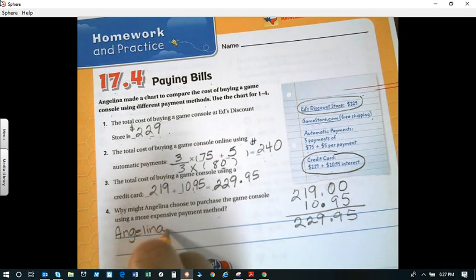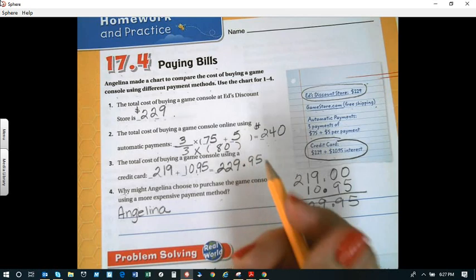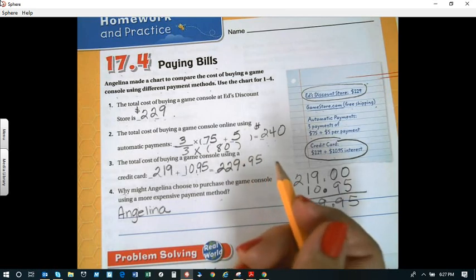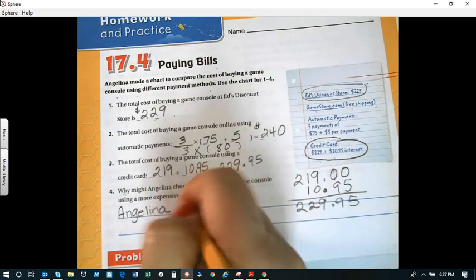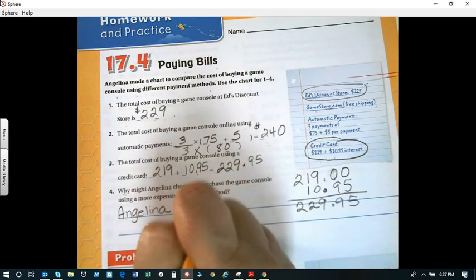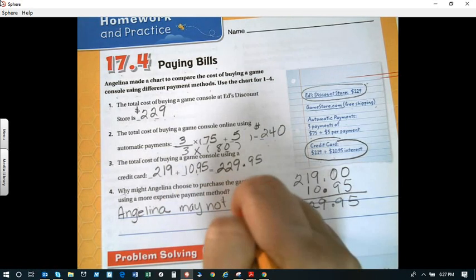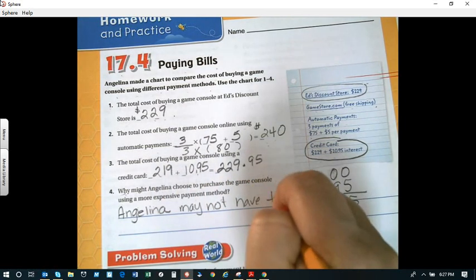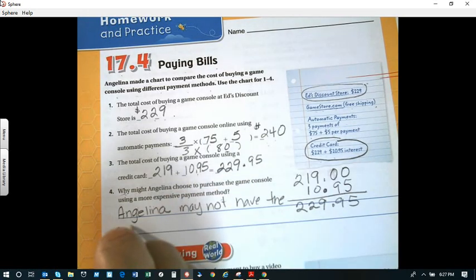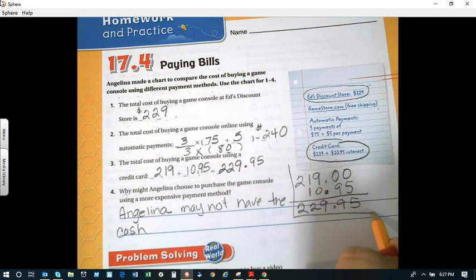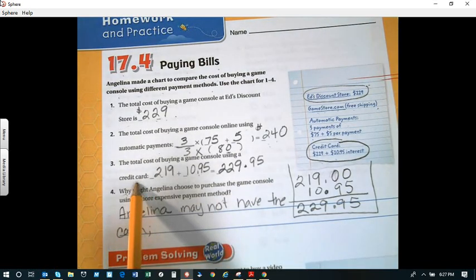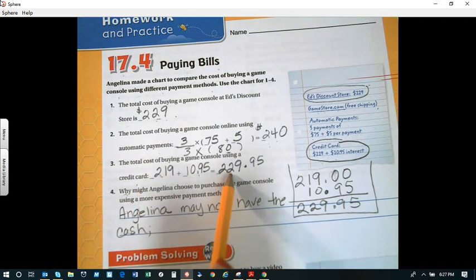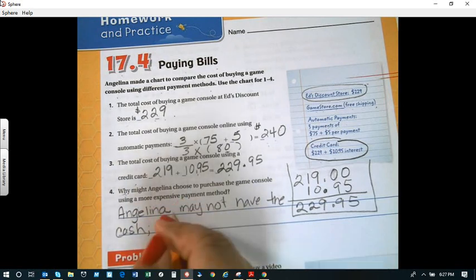So she may not have that kind of money to spend, or if she does, maybe that's all she has and she can't spend it all on just a game. She's got to save it for other things. So Angelina may not have the cash. And I'm going to write it over here because I have my work right there. She may not have the cash. She won't use a credit card because it's $229.95, but she may not have enough credit.